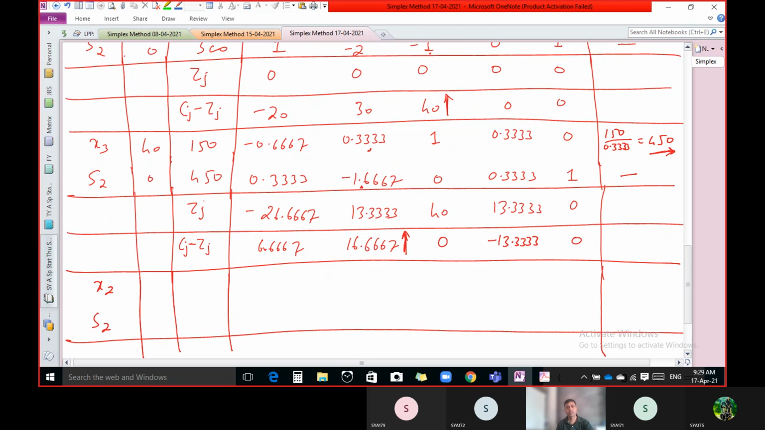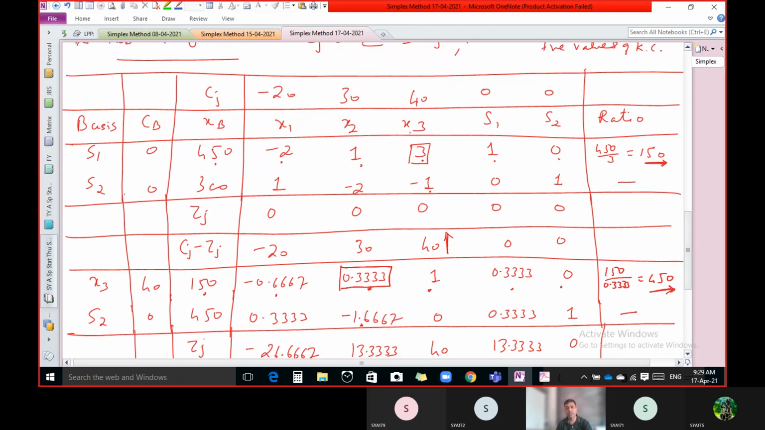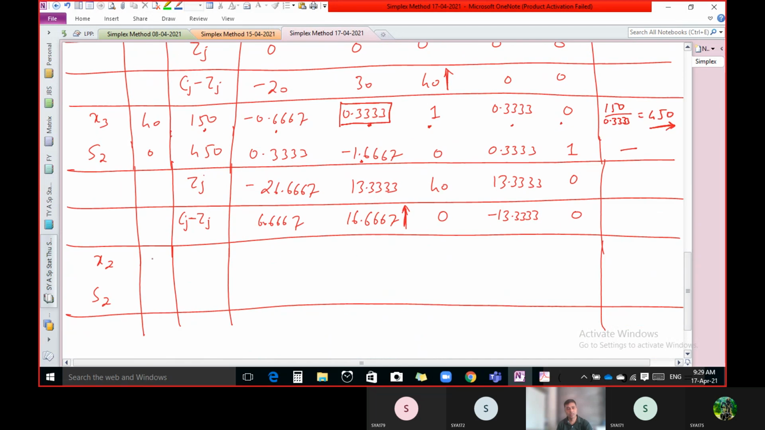Okay, next this becomes our key row, and the corresponding element of key row and key column is the key element. Now the coefficient of x3 in the objective function, see the coefficient of x3, that is what? 30. So we have to write 30 here. Then we have to write the coefficient of s2, which is 0 only.